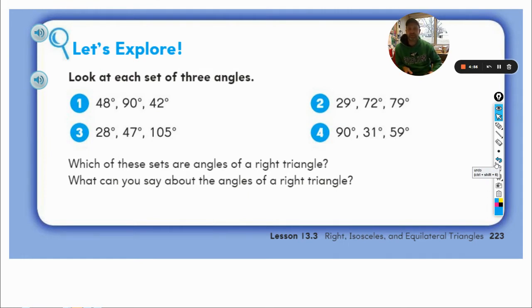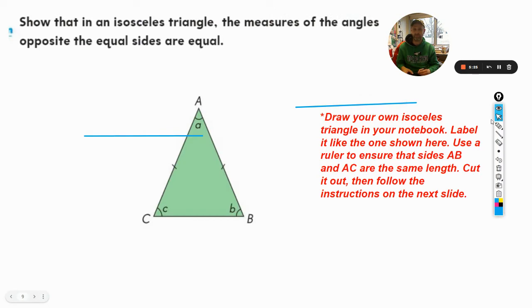Look at each set of three angles. Which ones are the angles of a right triangle, and what can you say about the angles of a right triangle? If it doesn't have a 90, it's not a right triangle. They add up to 180. 42 is 90, 31, 59 is 90, and the acute angles. All three angles add up to 180, the acutes add up to 90, and they're acute. You can't have an obtuse angle in a right triangle. No, it's not an acute triangle. It's just a right triangle.